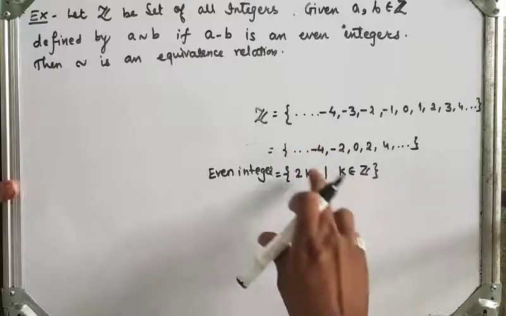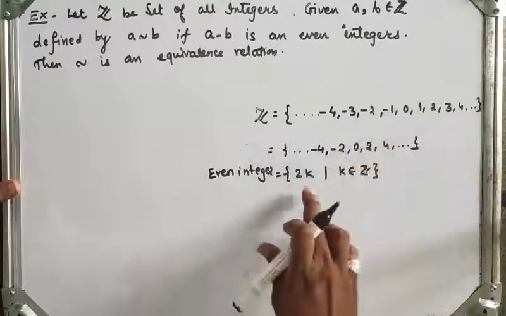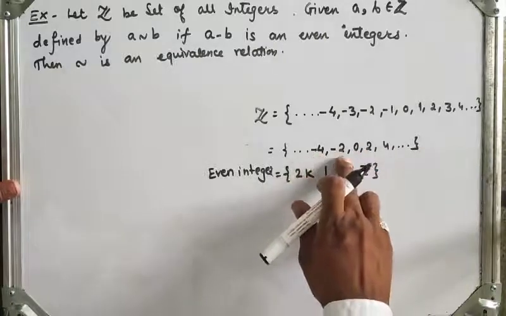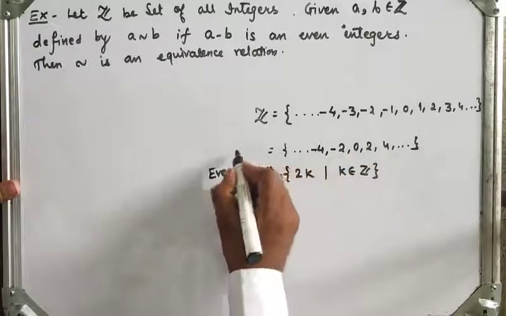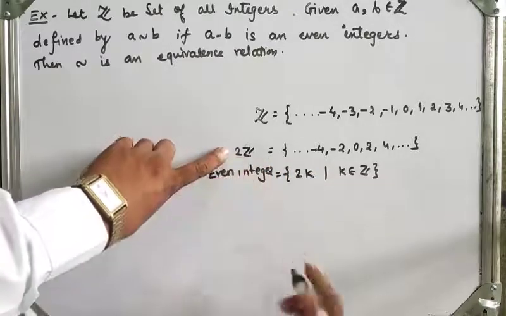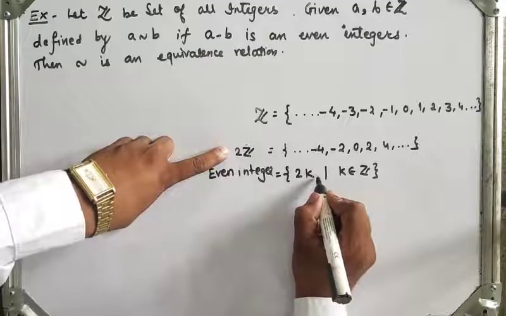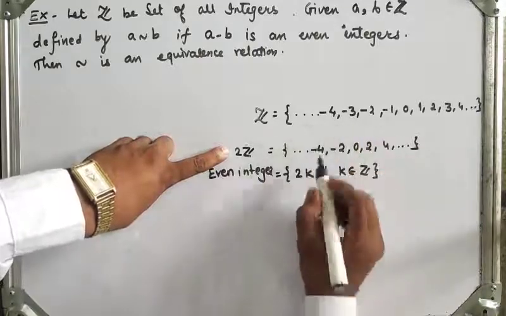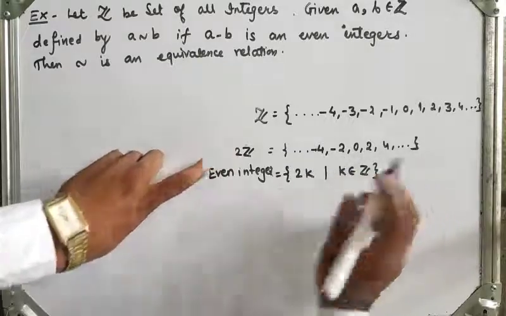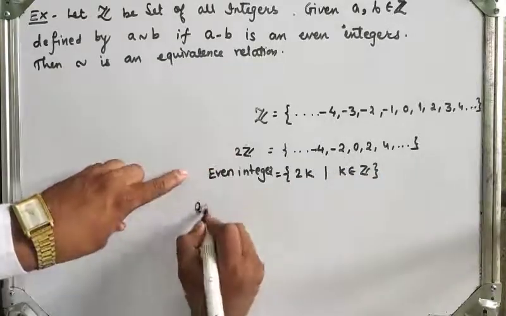Suppose I put values of k from the set of integers, then I get all these numbers: -4, -2, 0, 2, 4 and so on. This is 2Z, the set of all even integers. So k belongs to the set of integers, then I get all the numbers of the form -4, -2, 0, 2, 4 and so on. This is even.